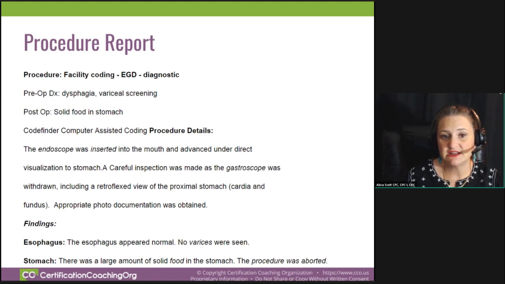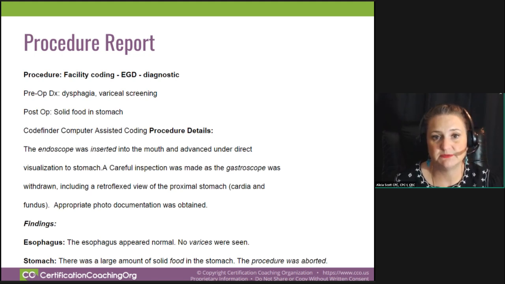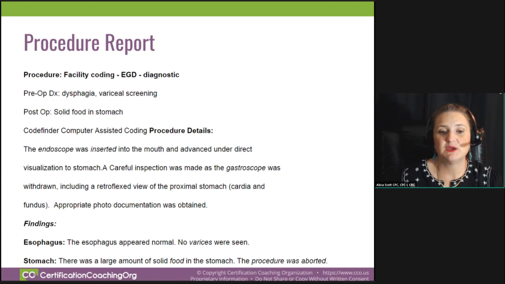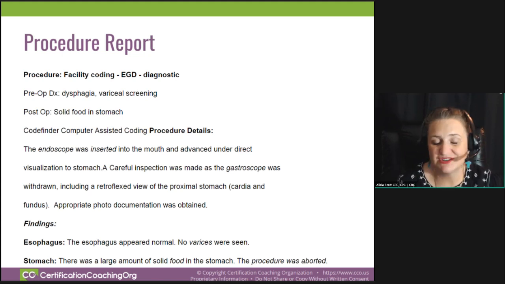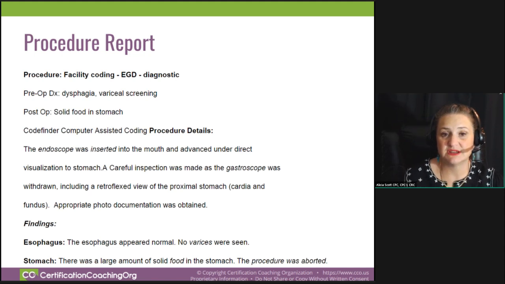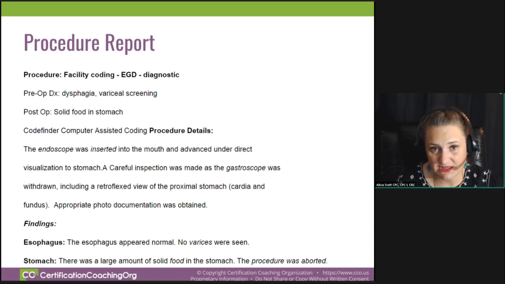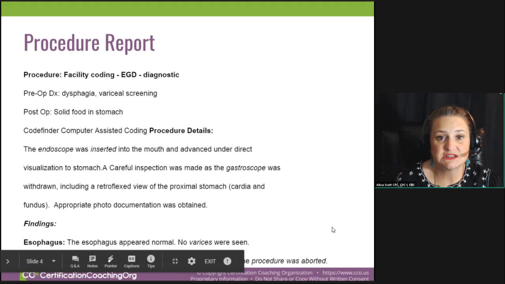So again, they could see the esophagus, a clear view. Okay, and they didn't see any varices, and that's like a varicose vein. And so they were good. That was able to be a diagnostic test for them. But then when they got to the stomach, they couldn't see everything that they needed because there were substances in the stomach, and that means that they couldn't see the duodenum either, because there was something in the stomach. So they stopped the procedure.